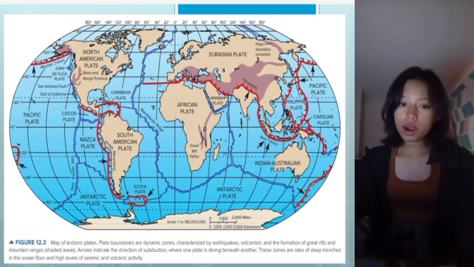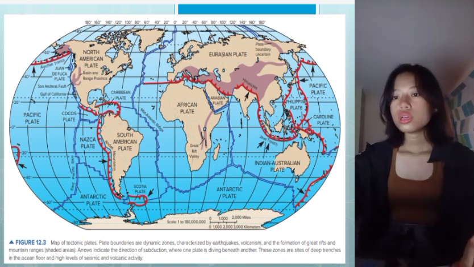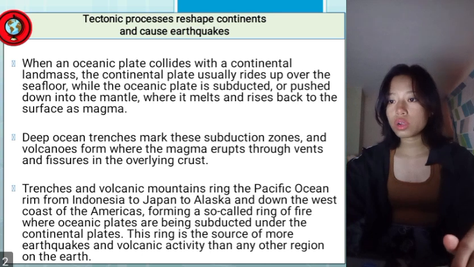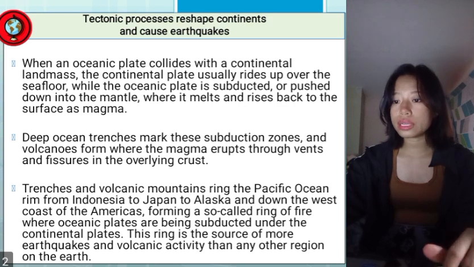So these zones are the sites of deep trenches in the ocean floor, and it has a high level of seismic and volcanic activity. So when an oceanic plate collides with a continental landmass, the continental plate usually rides up over the seafloor, while the oceanic plate is subducted or pushed down into the mantle, where it melts and rises back to the surface as magma.